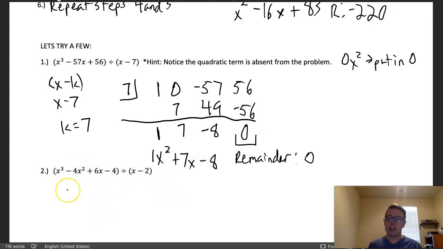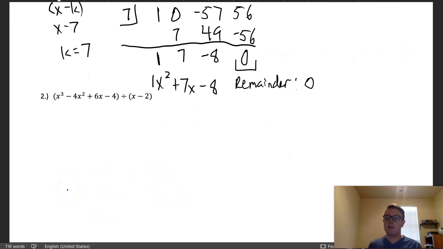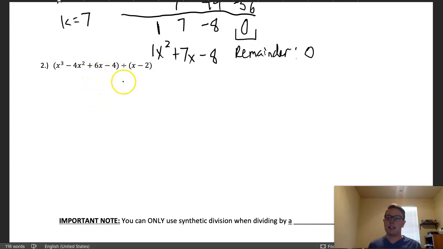Now let's do one more here. We have x cubed minus 4x squared plus 6x minus 4 divided by x minus 2. So step 1, we have x minus 2, so k is going to be positive 2. We're going to write that up here. We're going to take our coefficients. So we start with 1, negative 4, 6, and negative 4.